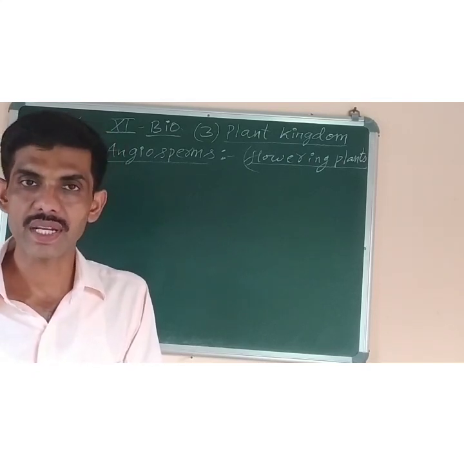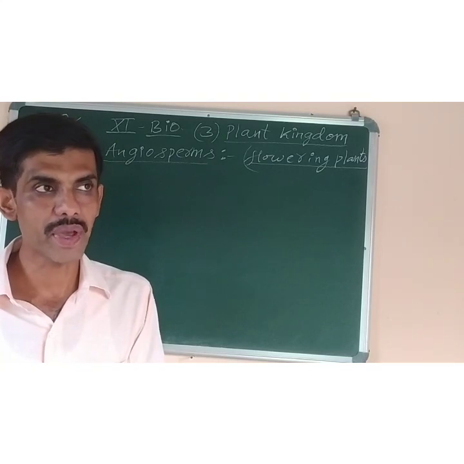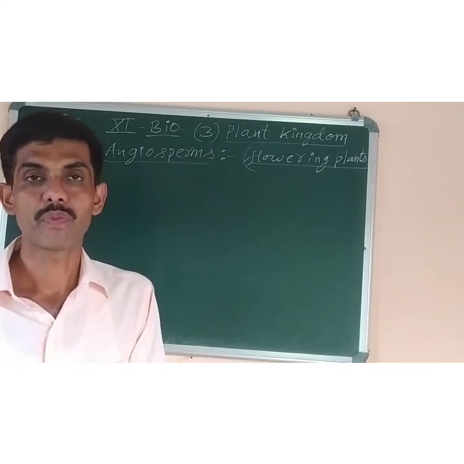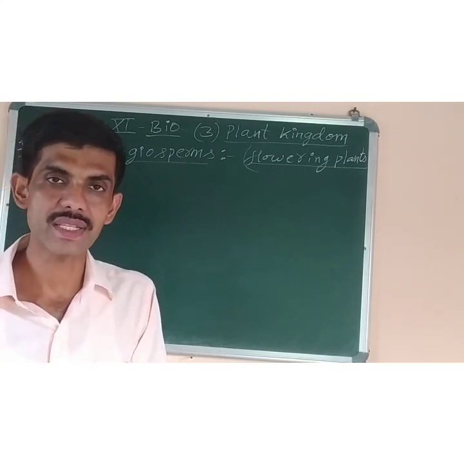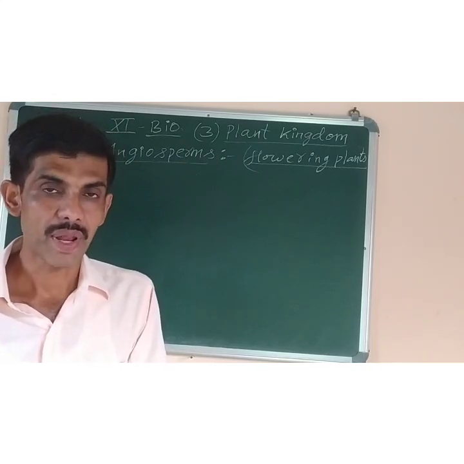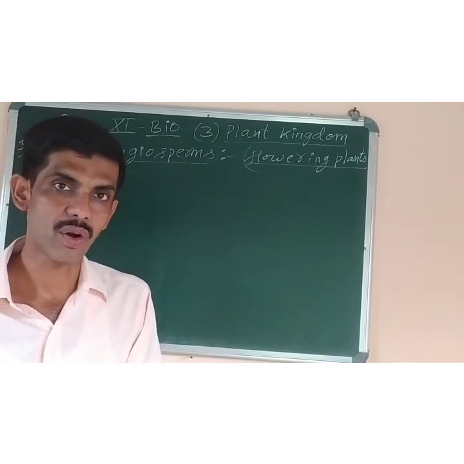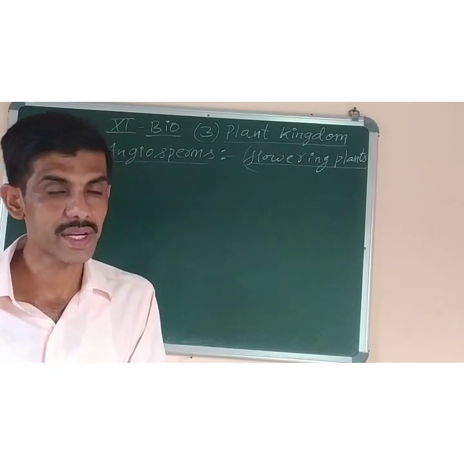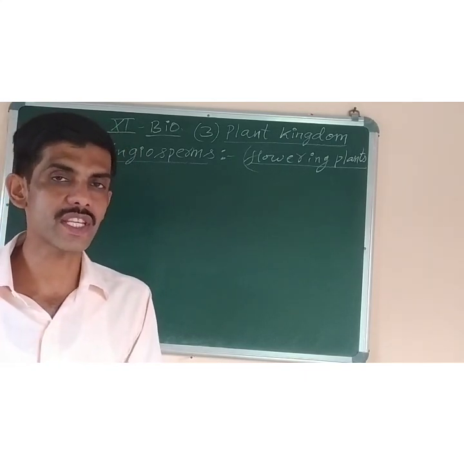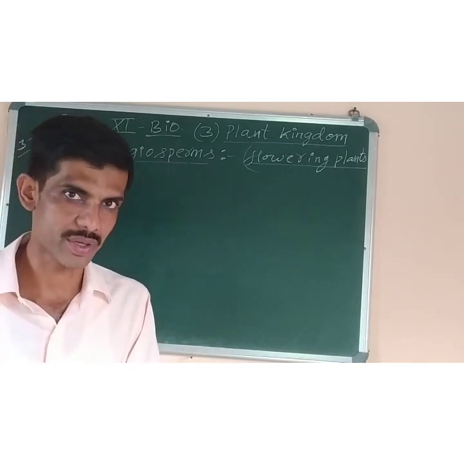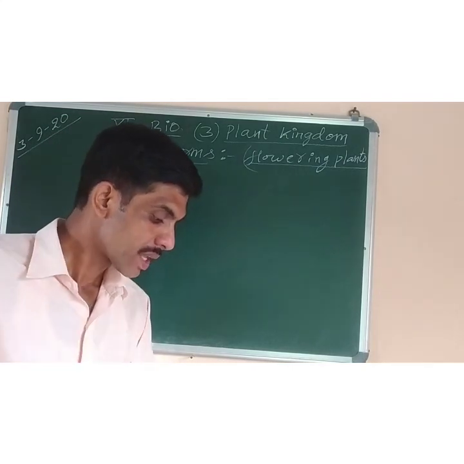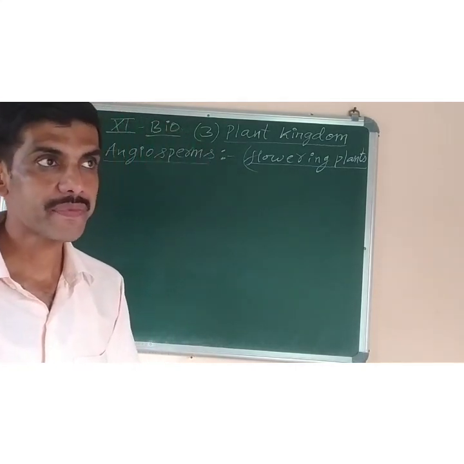But if a seed like the bean seed or the mango seed is there, it has 2 cotyledons in it. Such plants that have 2 cotyledons are called dicotyledonous plants, and it is in the syllabus to learn the differences between monocots and dicots. Then the third one is that endosperm is formed after fertilization.